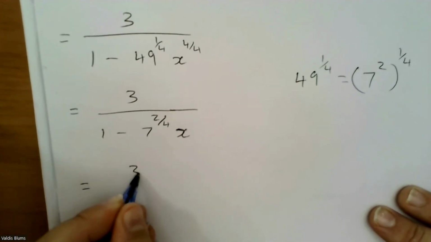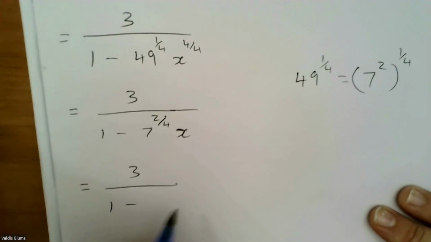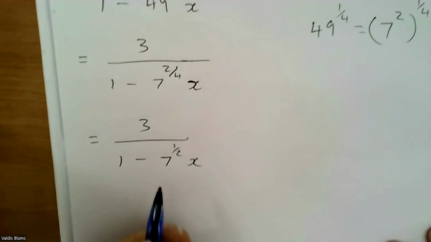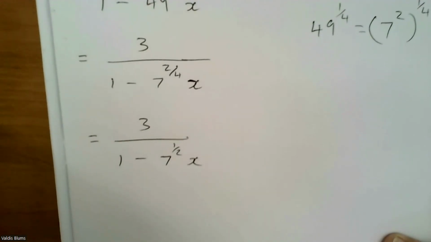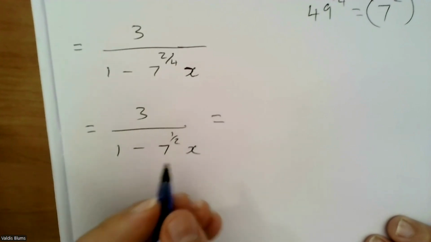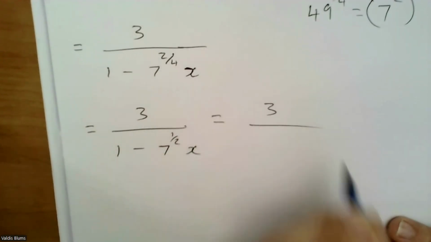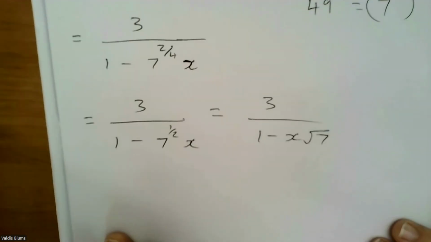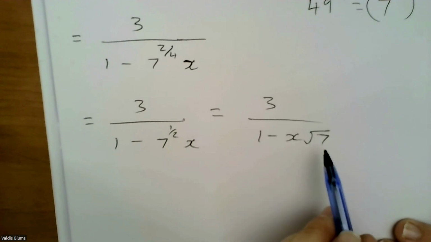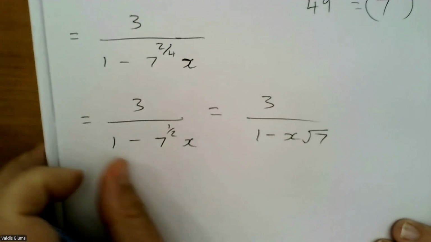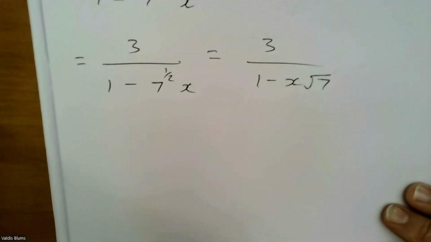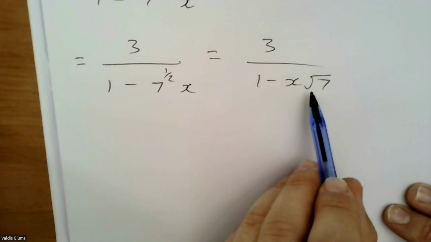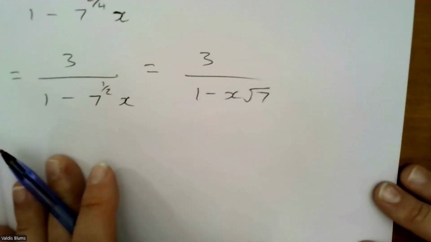So that's equal to 3 over 1 minus 7 to the power of a half x. Now, anything to the power of a half is still a square root. So this actually simplifies to 3 over 1 minus x square root 7. So we still have a surd on the denominator, and we need to rationalize this. The way we rationalize this is we multiply it by its conjugate.